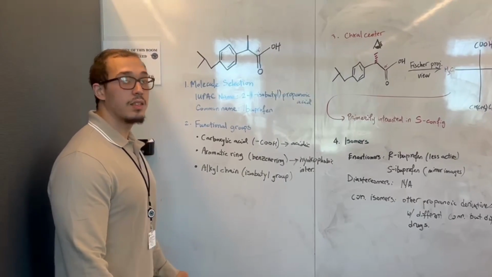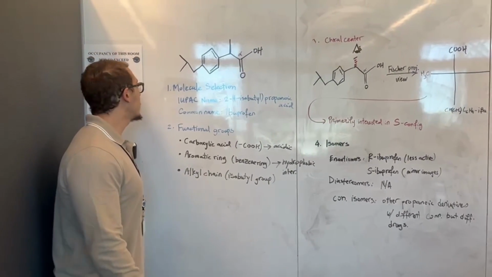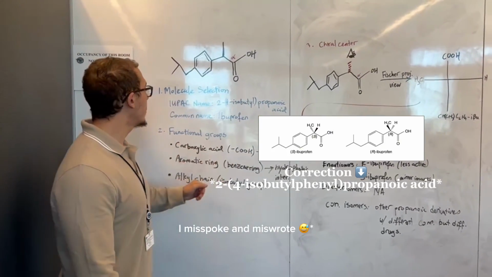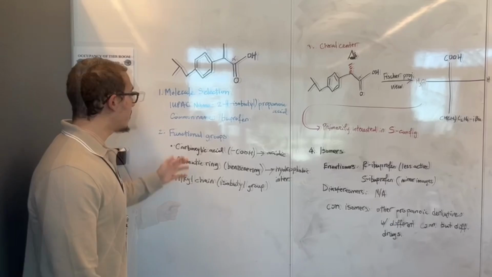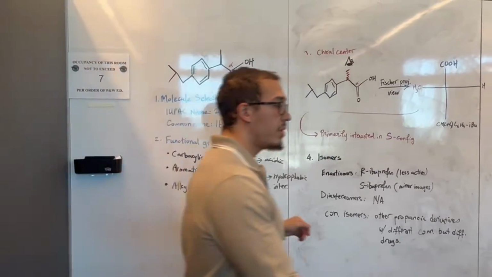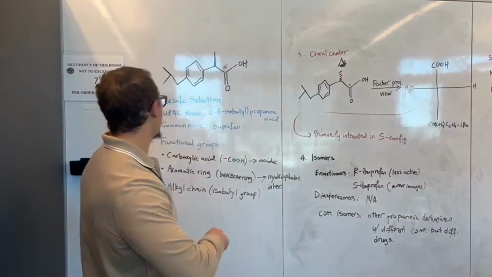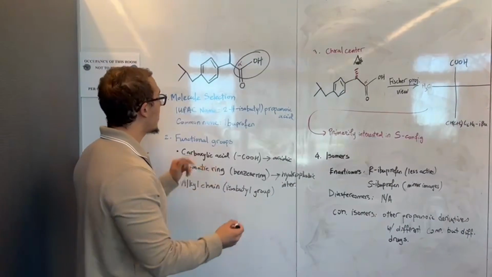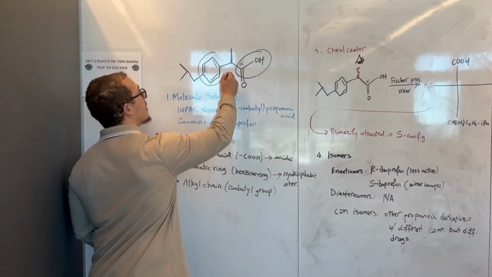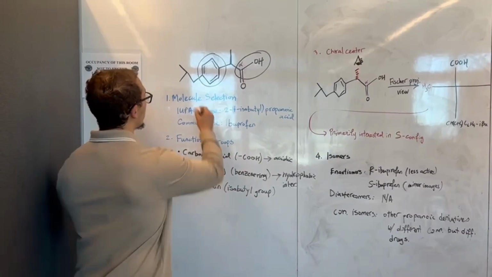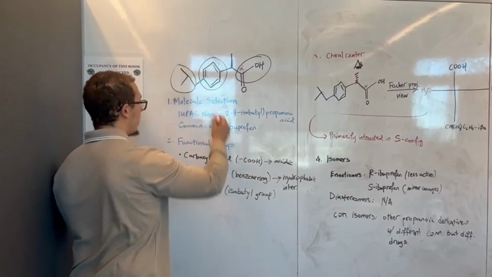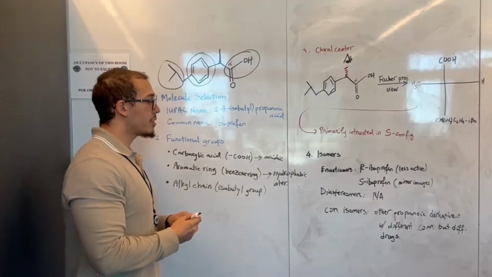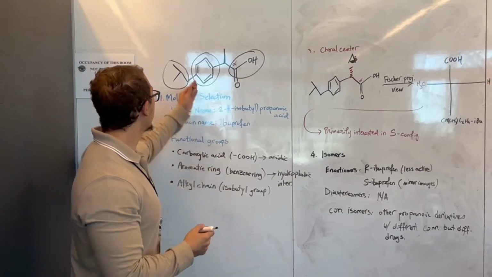So today the molecule I decided to choose was 2,4-isobutyl propanoic acid, commonly known as ibuprofen. We have 3 functional groups: a carboxylic acid, an aromatic ring, your benzene ring, and the third is your isobutyl group. Carboxylic acid is acidic, the aromatic ring offers hydrophobic interactions, and you have your alkyl chain, your isobutyl group.